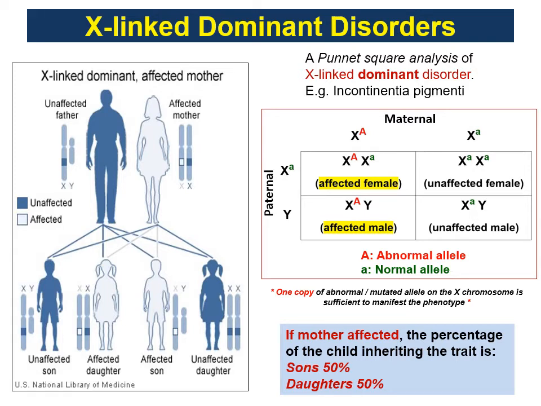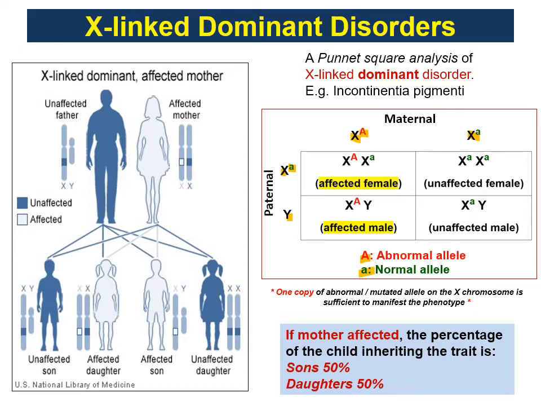This diagram shows a Punnett square analysis of X-linked dominant disorder for an unaffected father and an affected mother. Since it is a dominant disorder, we assign capital A as the abnormal or mutated allele and a small a as the normal allele. It is an X-linked disorder. Therefore, we also need to assign the gender in the Punnett square: XY for male and XX for female. The father is unaffected. We assign a normal allele for the father. The mother is affected. We assign an abnormal allele for the mother.